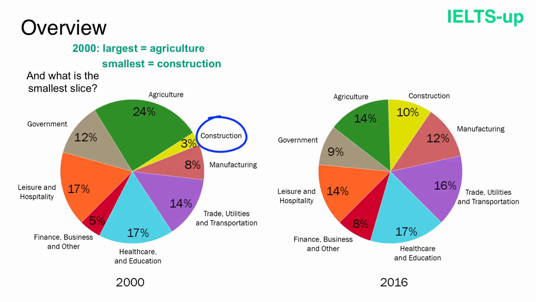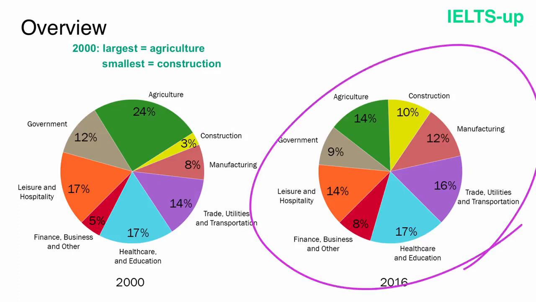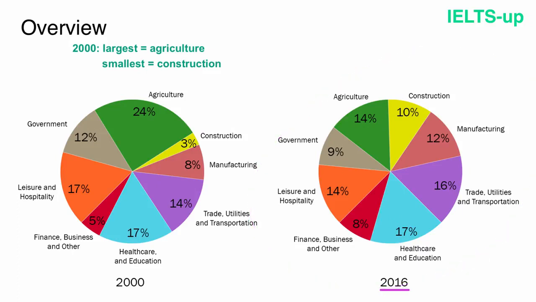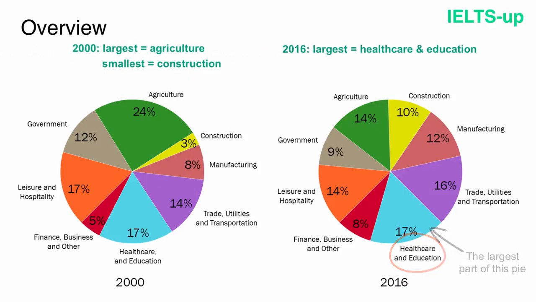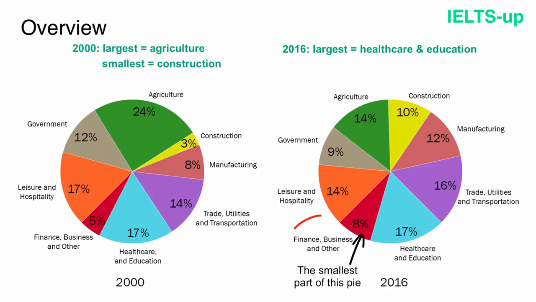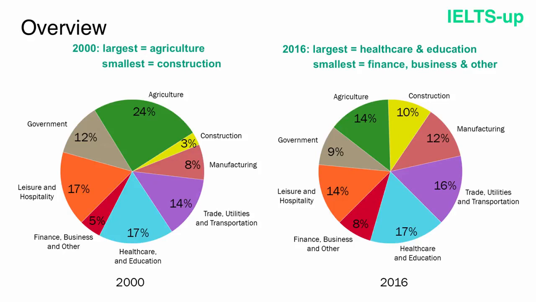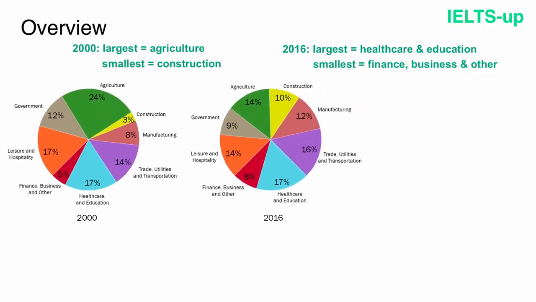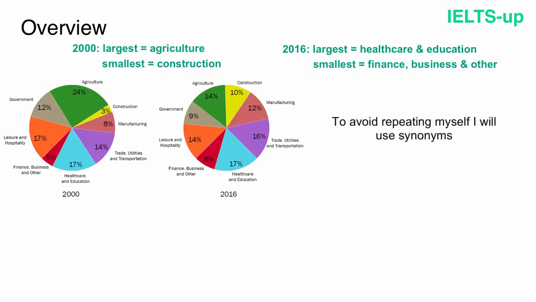Turkey's economy in 2000. And our second pie chart shows year 2016. We can see that the largest part of this pie is healthcare and education, and the smallest part is finance, business and other services. Now let's make an overview with these key features. To avoid repeating myself, I will use synonyms.